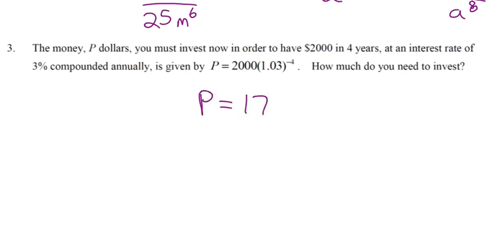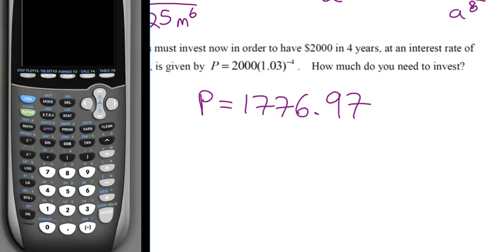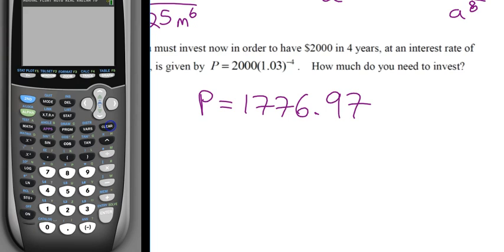So what did you all say? 1776.97. Yep. Is there a way to solve the question without just putting it in your calculator? Nope, the only way to do this is with the calculator, and you just enter 2,000, bracket, 1.03, bracket, to the power negative 4. Enter. That would give you another way of doing this.